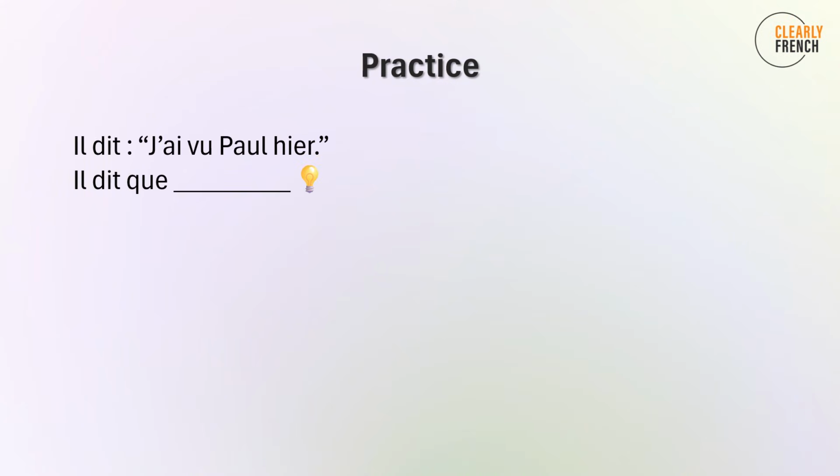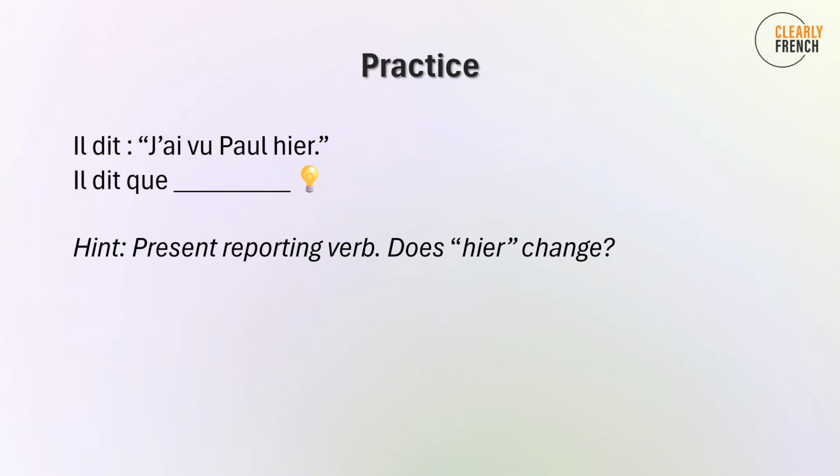Il dit, j'ai vu Paul hier. He says, I saw Paul yesterday. This is a present reporting verb. Does hier change? The answer is no. Il dit qu'il a vu Paul hier. He says that he saw Paul yesterday. You leave things the same because it's in the present.